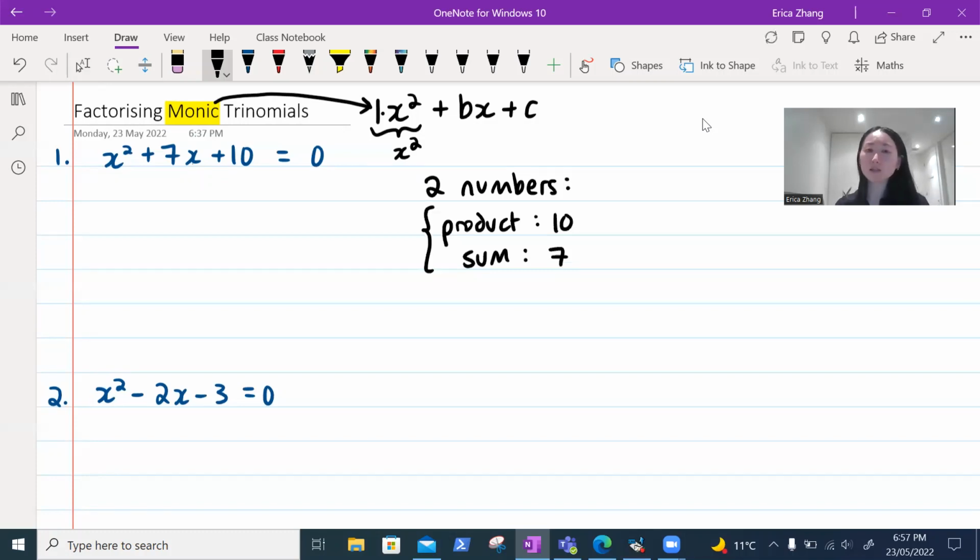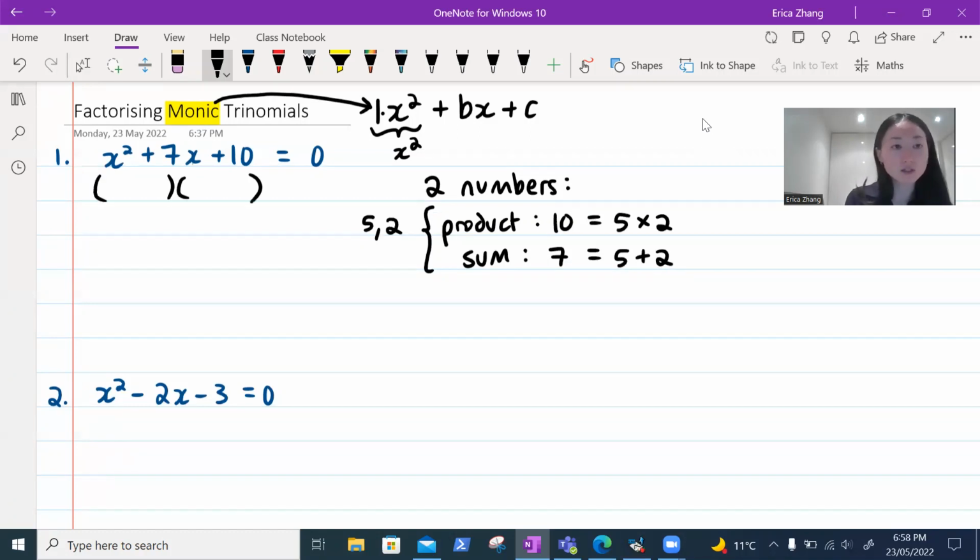All right, so let's start listing pairs of factors of 10. So 10 times 1, that doesn't work because the sum of 10 and 1 is 11, not 7. The only other pair we have is 5 and 2, which happens to work in this case because 10 is equal to 5 times 2 and 7 is equal to 5 plus 2, okay? So now that we found our numbers, all we have to do is put them into our brackets as follows. Five and 2.